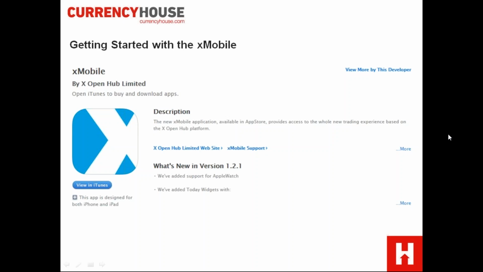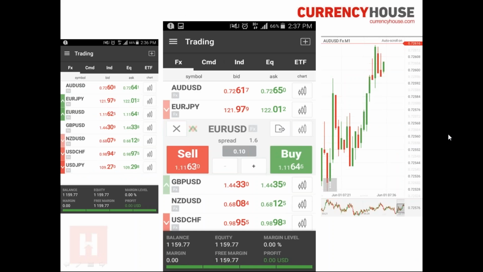You just have to search xMobile. The app creator is xOpenHub. You just have to download that, like I said, totally free, from iTunes or the Google Play Store, and you can use your demo or real account instantly when you start using it. Everything, again, is total instant execution. There are no delays in execution if you're using xMobile. It's a pretty amazing platform.